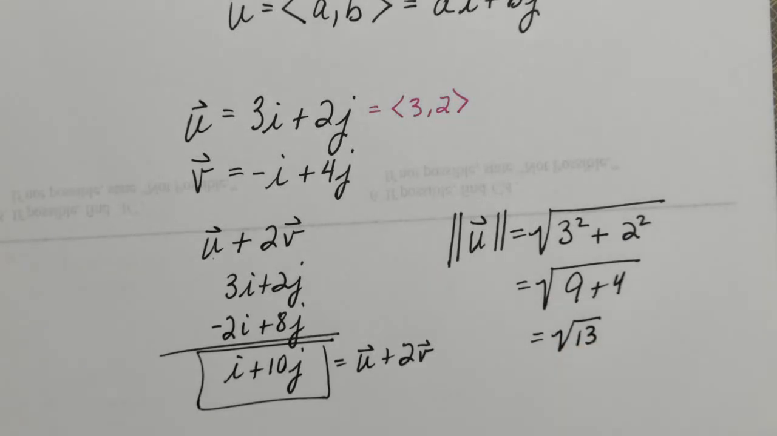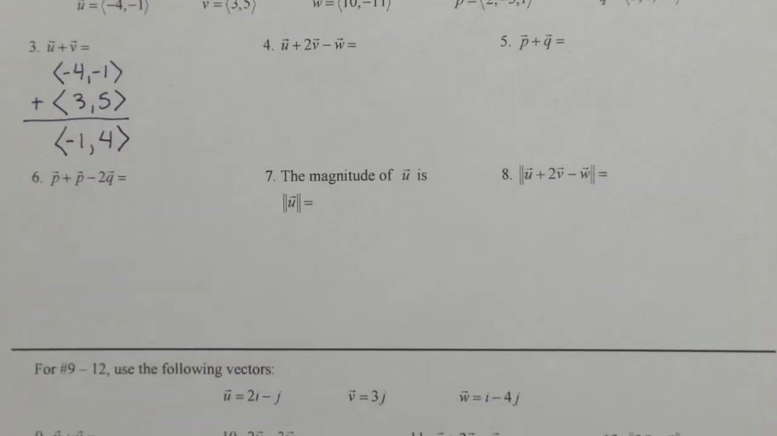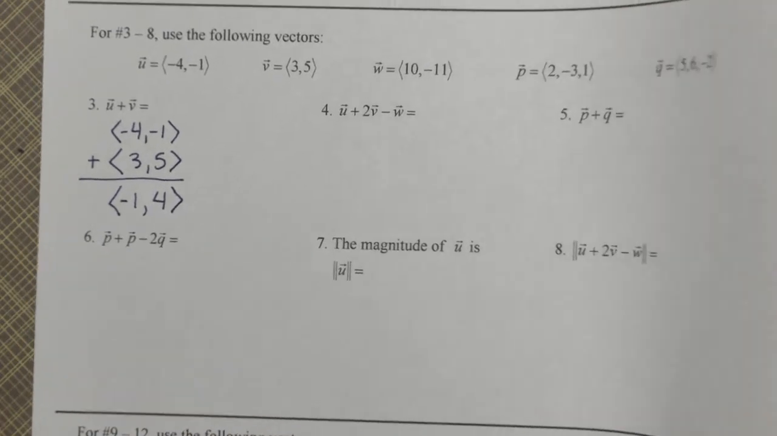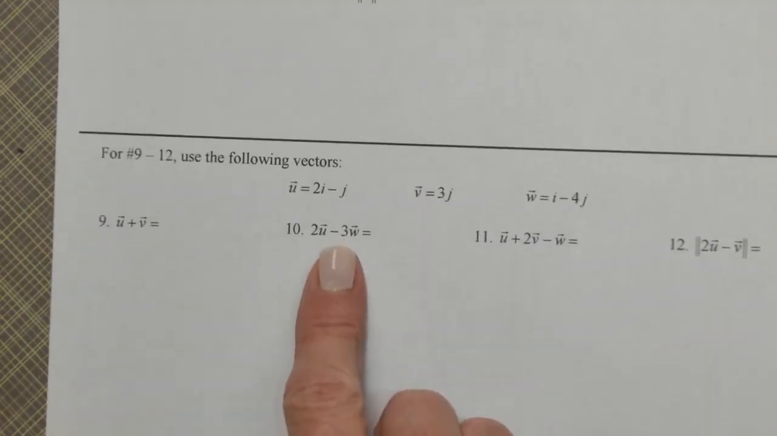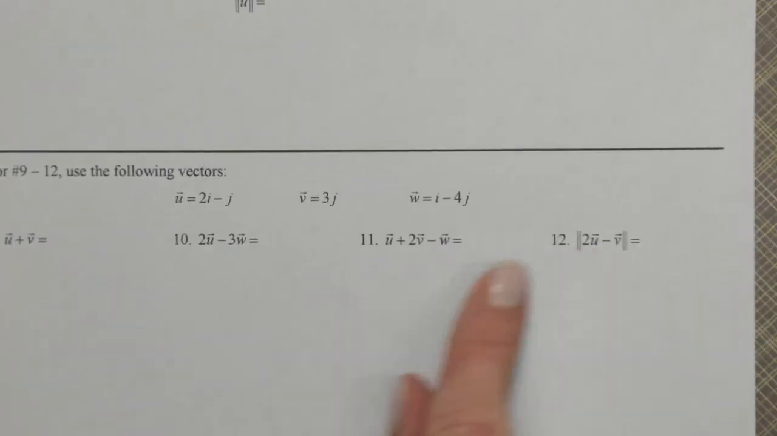Okay, and that is it for today. That's all we have for today. So that's what you'll do with these. Find the magnitude, find a sum, do a little scalar multiplication and finding of sums, things like that. Okay, little magnitudes.